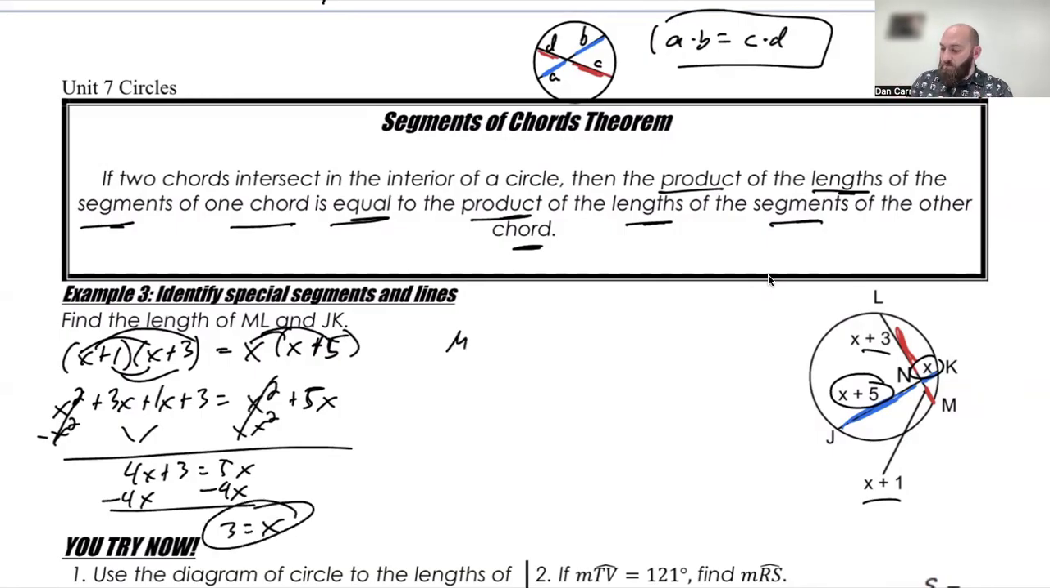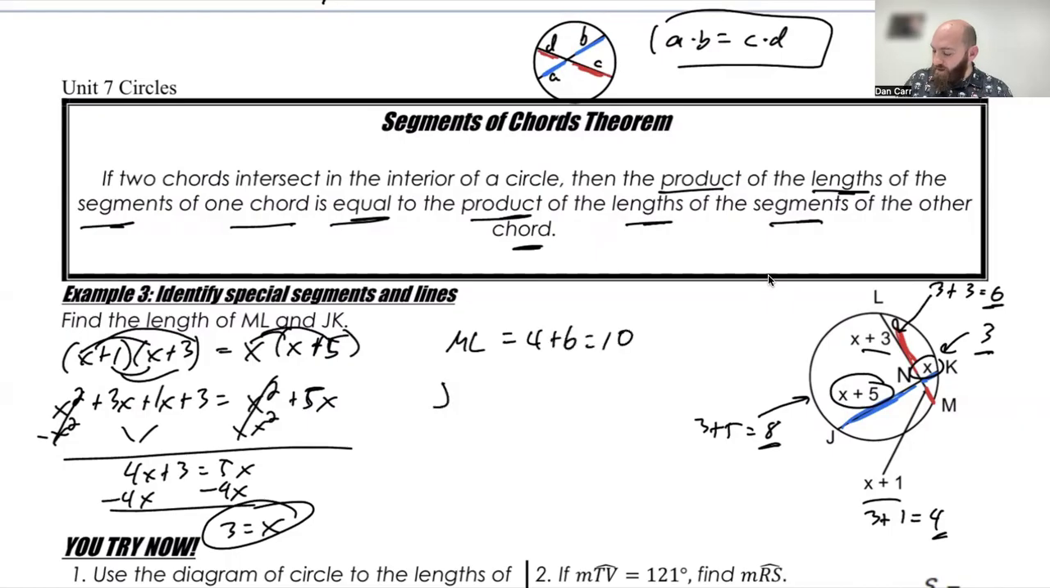So now I have 3 is equal to x. I want to find ML, which is made up of both x plus 1 and x plus 3. Well, I'm going to do it a little differently. I'm just going to take my x and plug it in here. So that's going to be 3 plus 1, which is 4. This little part right here will be 3. This part will be 3 plus 5 to give me 8. And my last piece is going to be 3 plus 3, giving me 6. So I have 6, 3, 4, and 8. So ML is going to be made up of 4 and 6. I'll just add those together to get 10. And then JK is made up of the other two, which is 8 and 3, which comes out to 11.